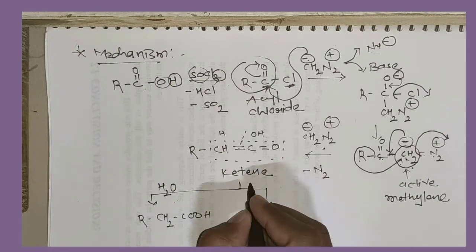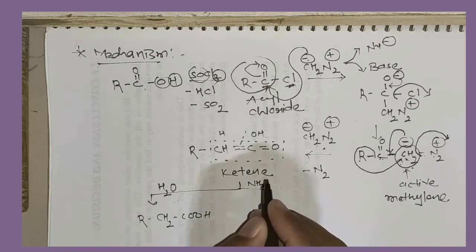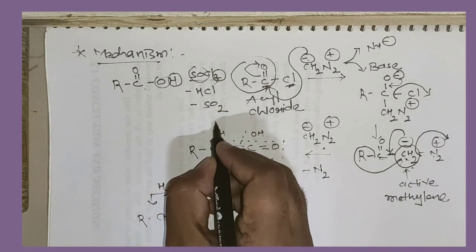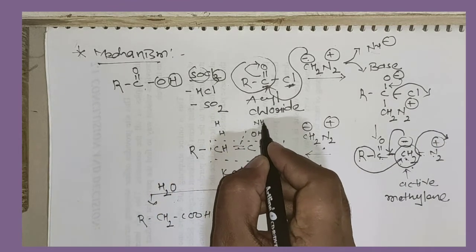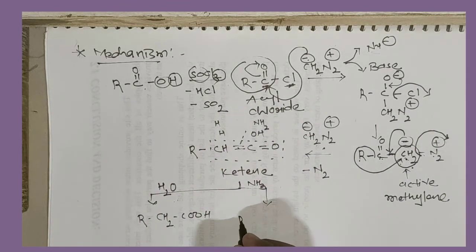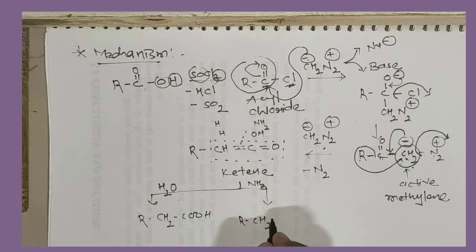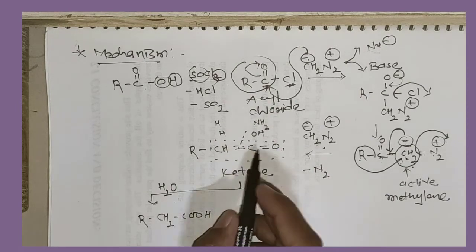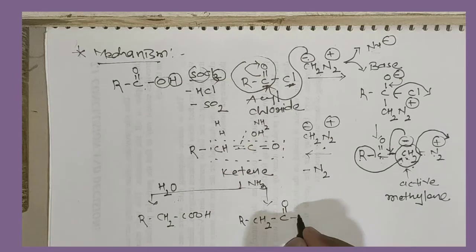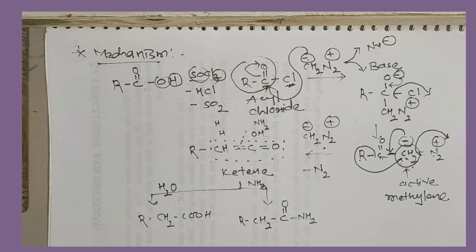Means here there is one carbon more than the starting material. Here is one carbon, here are two carbons. Suppose we are adding ammonia. Same thing, breaking of one bond, one side H, another side NH2. So the final product is RCH2COOH as it is, now attached with the amide NH2 group. So the product is an amide.